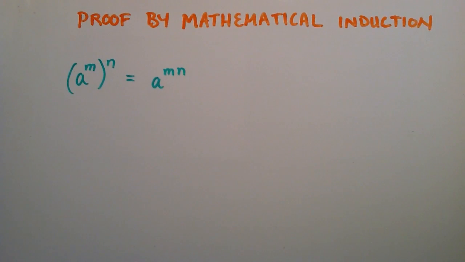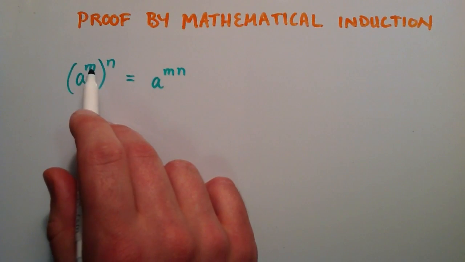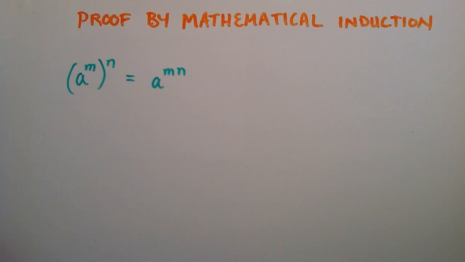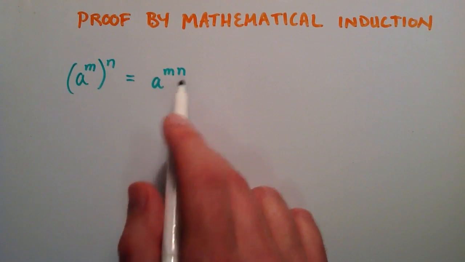So a few hours ago I had somebody ask if I could show how to prove this statement by mathematical induction. That sounded like a really good question to me, so here I am making a video on it. Basically we just have some number a raised to some power m, and then that's raised to another power n, and they want to show that that's equal to a to the m times n power.